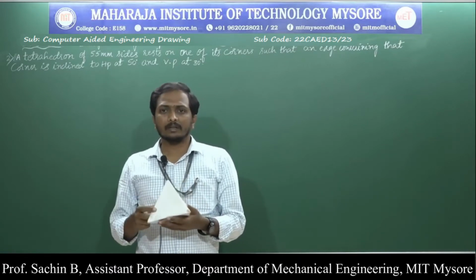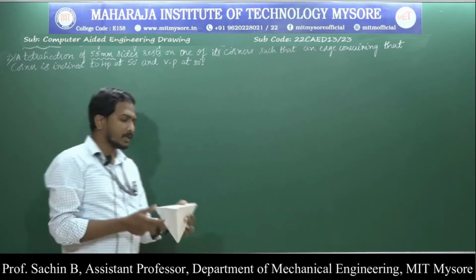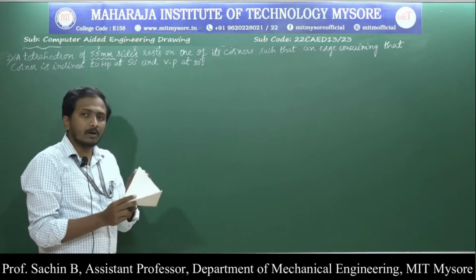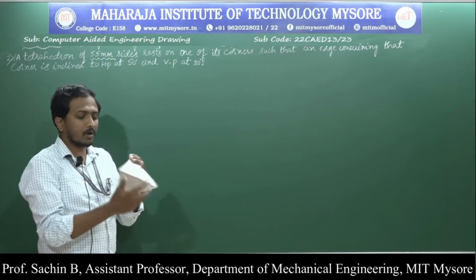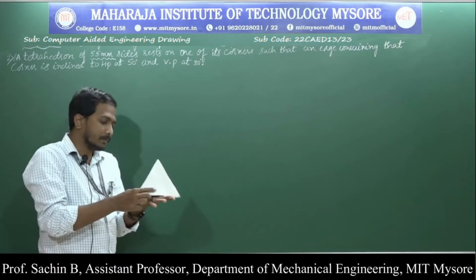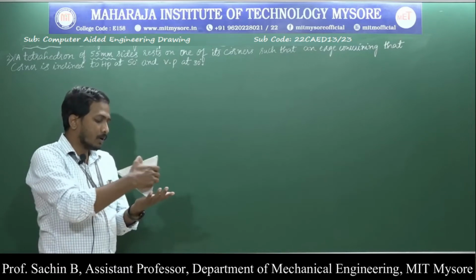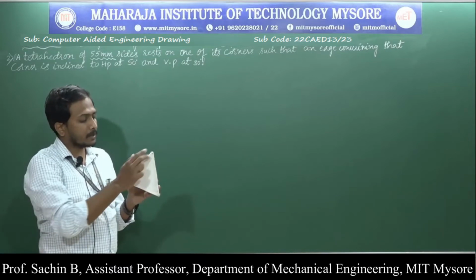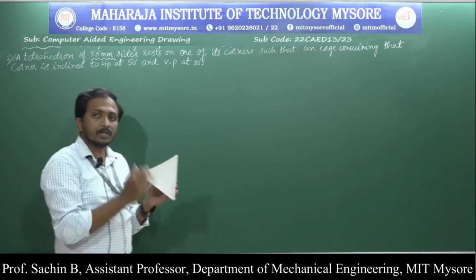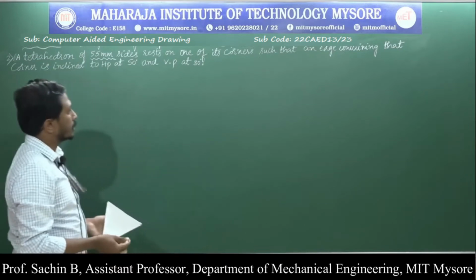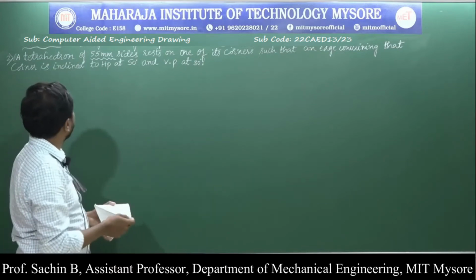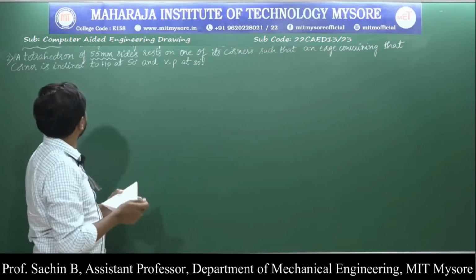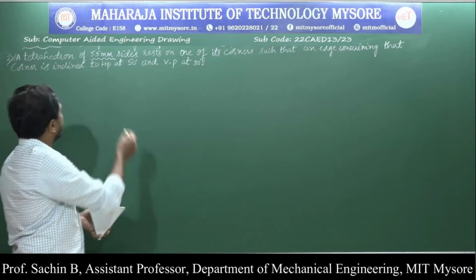Now I will read the problem. The condition given is that it is resting on one of its corners. We have three corners present over here. If I keep the base part, it will rest on this corner or this corner or this corner. If I name the corners A, B, C, it will rest on any of the corners, such that an edge containing that corner, the resting corner edge, is inclined to HP at 50 degrees.